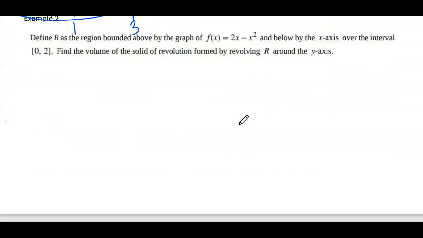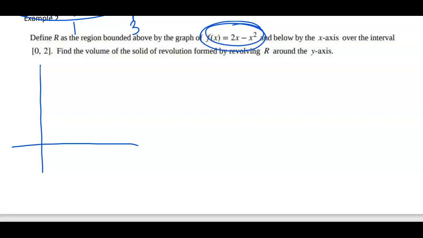All right, let's look at another example. We are looking at 2x minus x squared over the interval from 0 to 2. And again, I want to go around the y-axis. Well, the zeros of this are going to be at 0 and 2. And then it's a parabola that opens down.